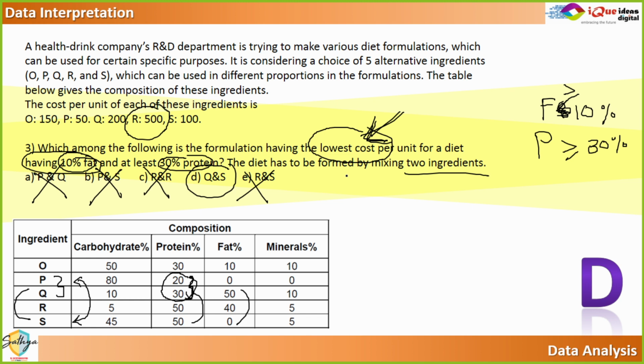So it says that this should be at least 10% fat, right? This has to be interpreted as at least 10% fat, because none of the options will match it otherwise. Exactly 10% fat is only possible by O and Q, but O and Q is not even given as an option.